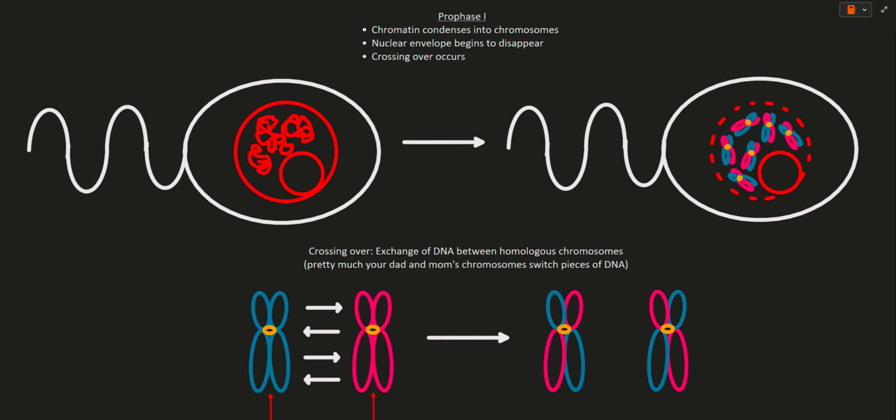This means that each pair of chromosomes come together and exchange pieces of DNA. Pretty much your dad and mom's chromosomes switch pieces of DNA. The result is a hybrid chromosome that is a mix between your dad and mom's chromosomes. Crossing over increases genetic variation, as chromosomes are not identical to either your mom or dad, but rather a mix.